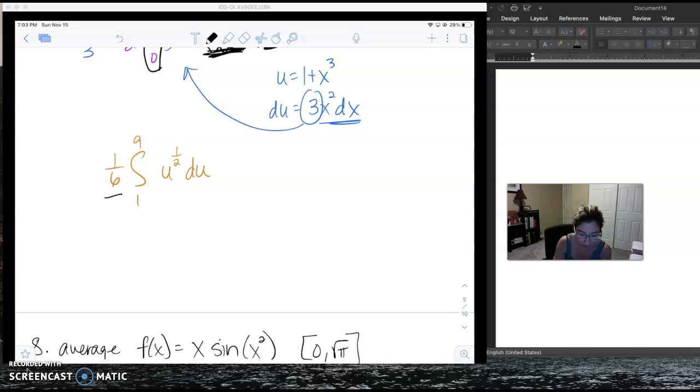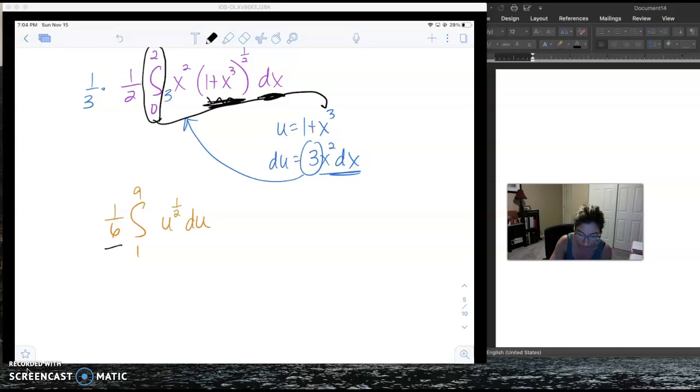So if x was 0 and I plugged in 0 there, then u would actually be 1. So my new lower limit would go from 0 to 1. If x was 2, my upper limit was 2, and I plugged in a 2, 2 cubed is 8, 8 plus 1 is 9, so my new upper limit went from 2 to 9. So that's how I got the 1 and the 9.